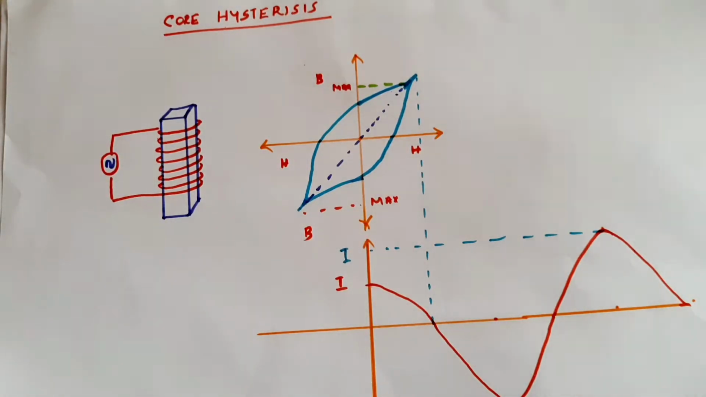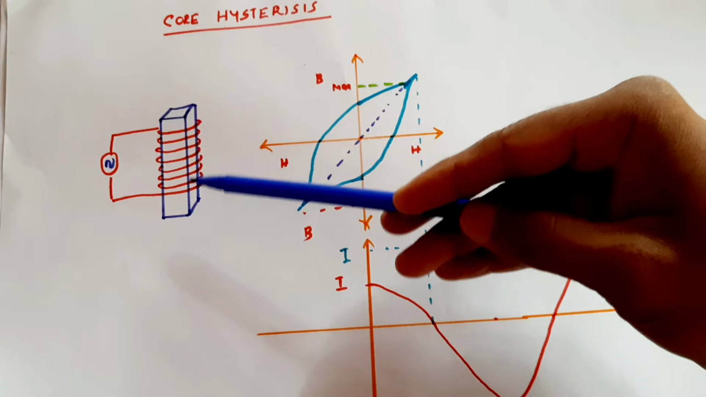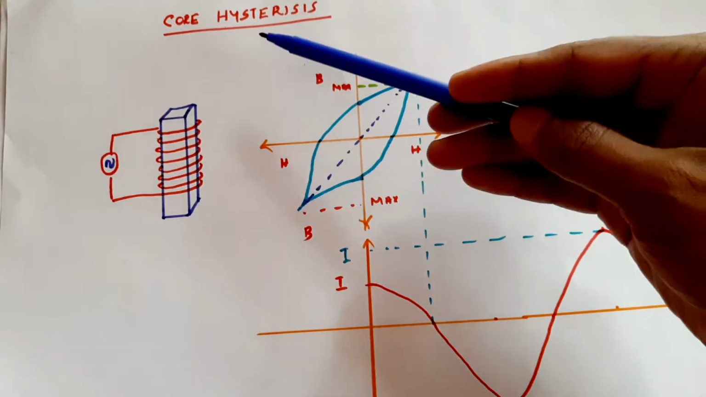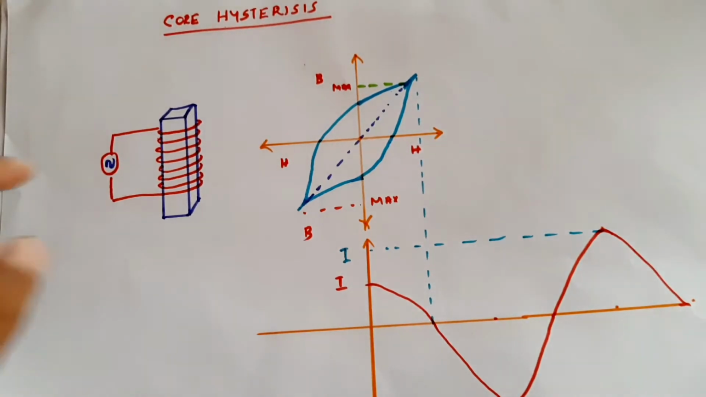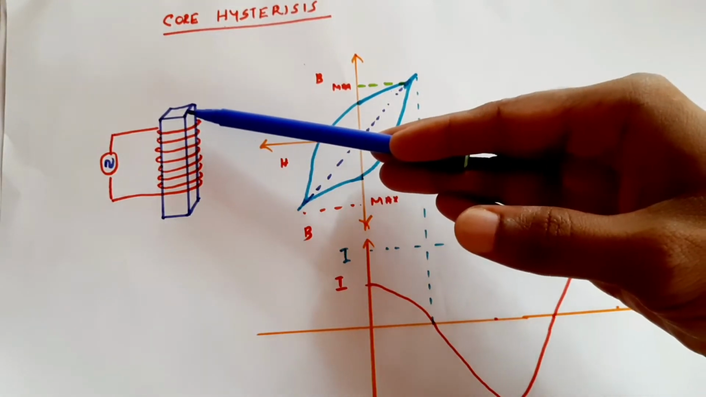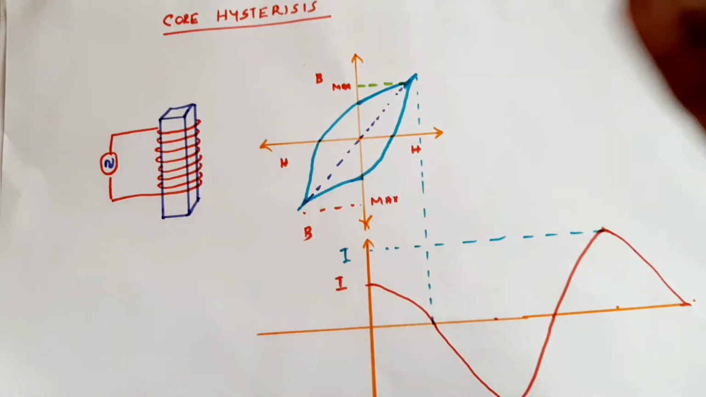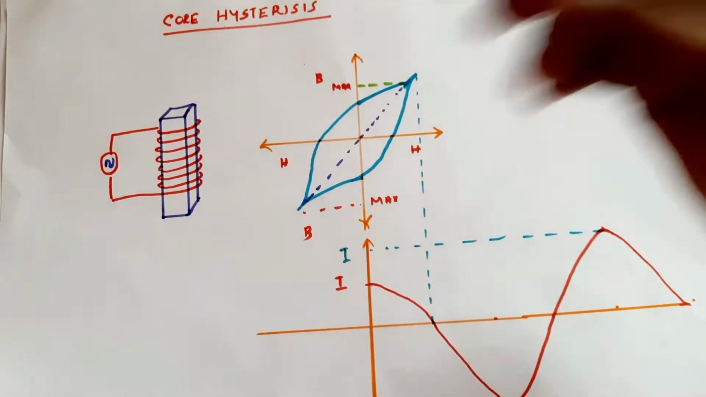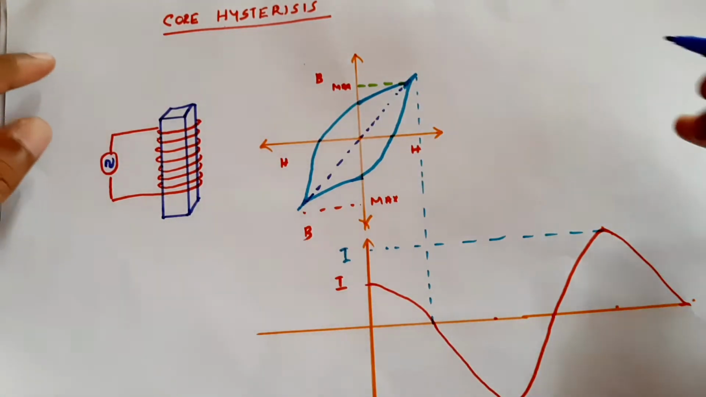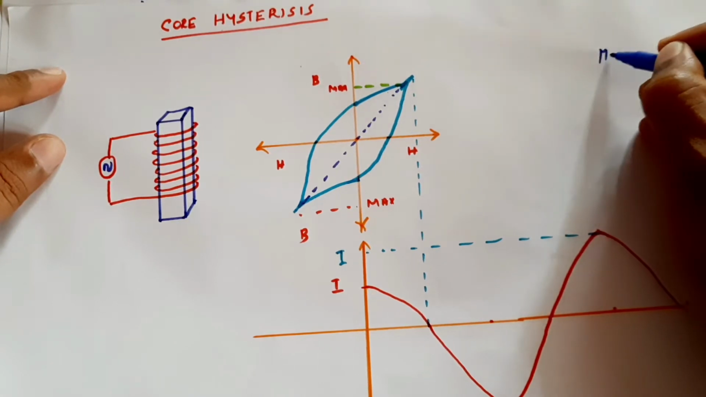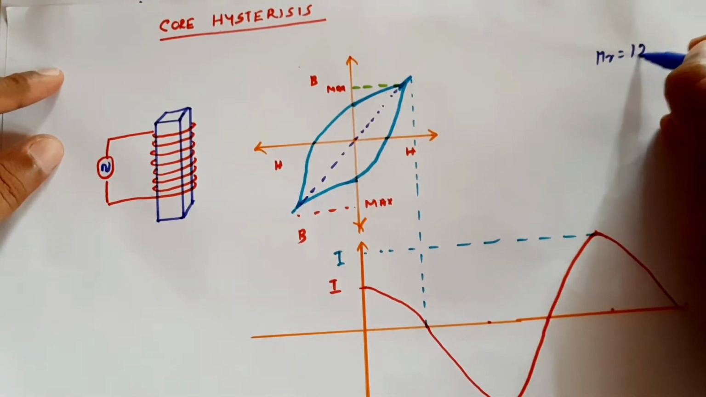Hello and welcome all. Today we are going to see what is called transformer hysteresis, or core hysteresis. That means take a coil and a core is put inside. When an AC current flows through this, if the core has a high relative permeability, if we use iron as the core, it has a relative permeability of mu r equal to around 1200.